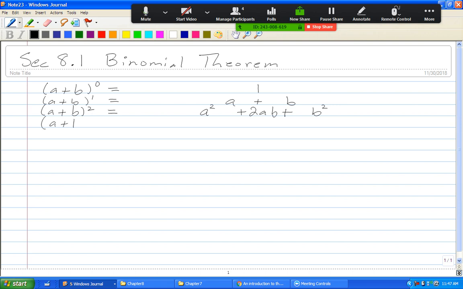A plus b cubed is a cubed plus 3a squared b plus 3ab squared plus b cubed. Now, let me fill this in a little bit. Let me put in ones here in front of each of these.